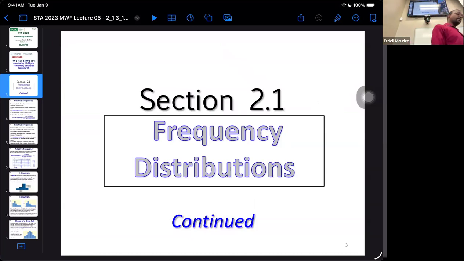All right. So we were in section 2.1, and we're looking at frequency distributions. The last thing that we did was we created a frequency distribution. The key thing to remember was whenever we say frequency, we mean count or how many.